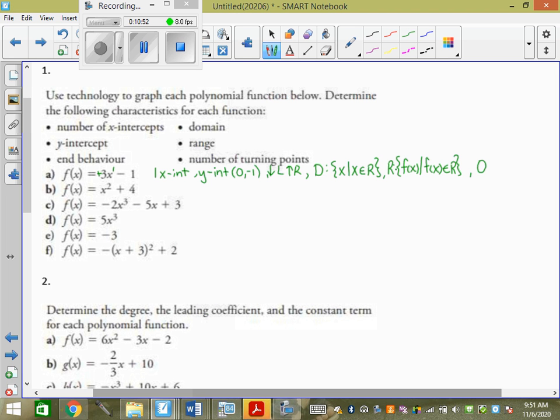So, you guys are going to do C, D, and E, and we're going to go through them. So try them out. C. How many x-intercepts does it have when you typed it in? How many times did it cross the x-axis? Once?